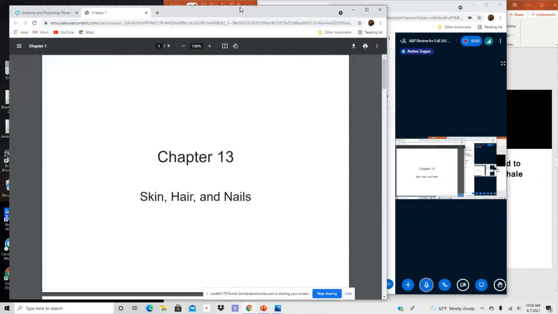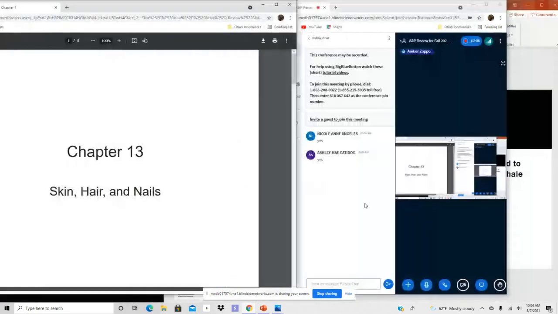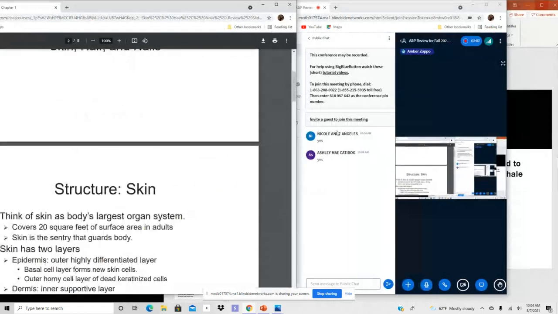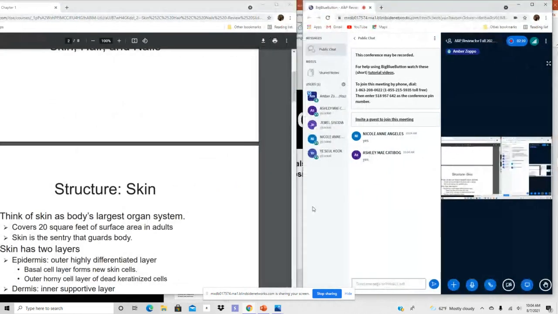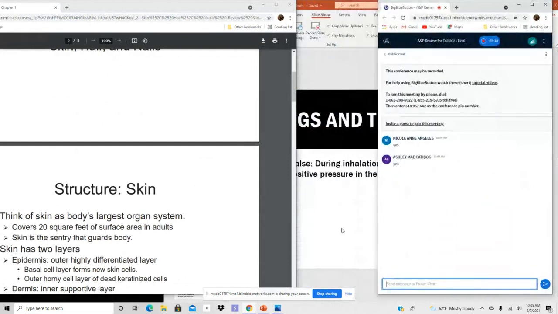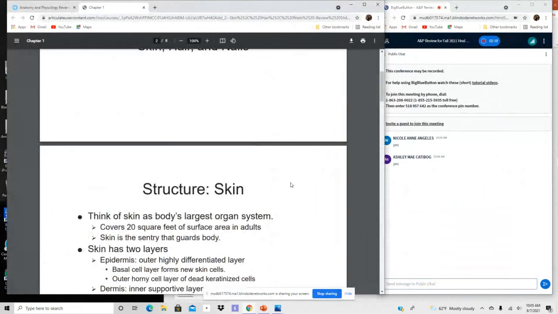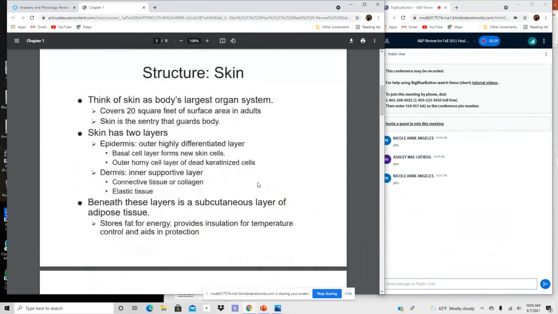All right, so the first chapter that we're going to go over is skin, hair, and nails. I just want to leave this on the side so I can see if anyone has any questions if you're typing. Does that look good to everybody like that? Okay, good.